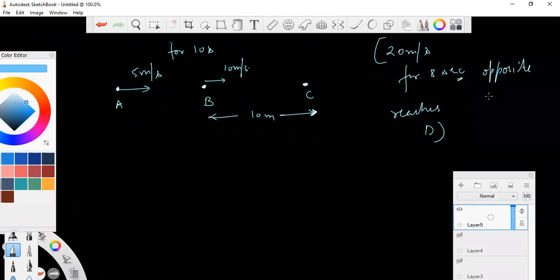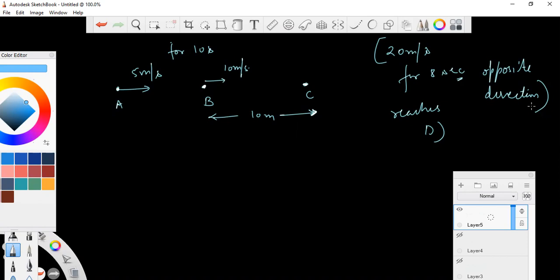I hope the question is clear to you. You are at A, you want to go to B, you move with a speed of 5 meter per second for 10 seconds and you reach B. Once you reach B, you start moving at a speed of 10 meter per second and you reach C by traveling a distance of 10 meters. Once you reach C, you start moving in the opposite direction with a speed of 20 meter per second for 8 seconds and you reach point D.